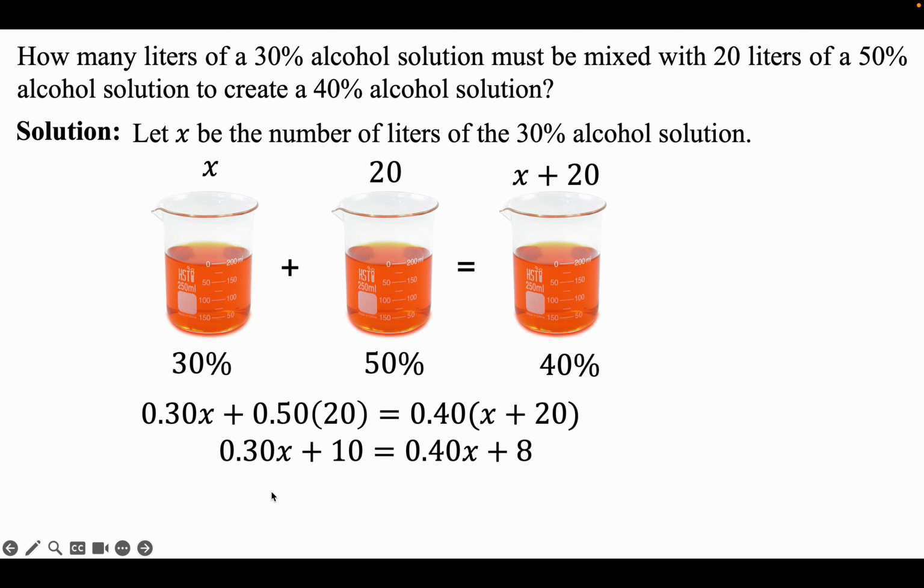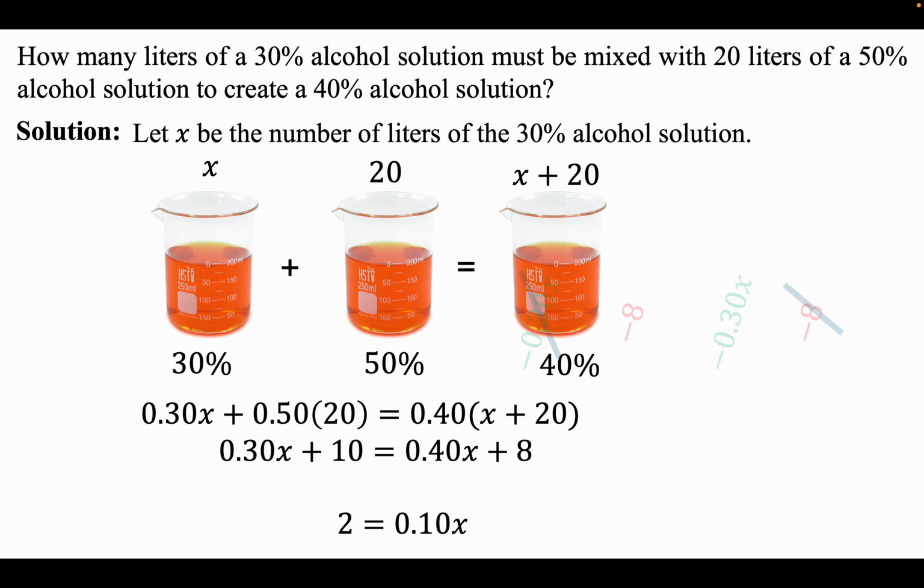Now from here, I don't have like terms to combine. So the next step should be to move the variables to the same side and the constant numbers over to the opposite side. So let's subtract 8 on both ends first, and then we're going to subtract the 0.30x over to the right side. This gets canceled, and that gets canceled as well. Now, 10 minus 8 is 2, and 0.40x minus 0.30x is 0.10x.